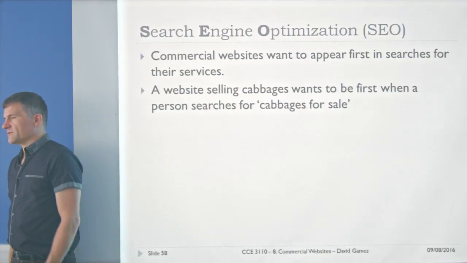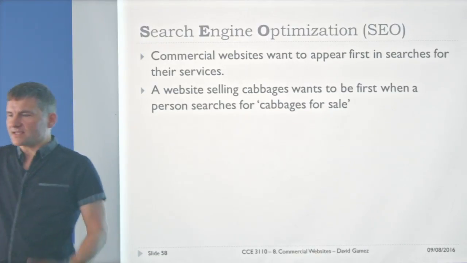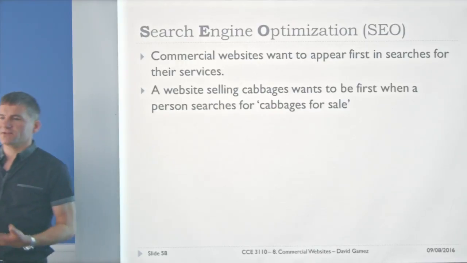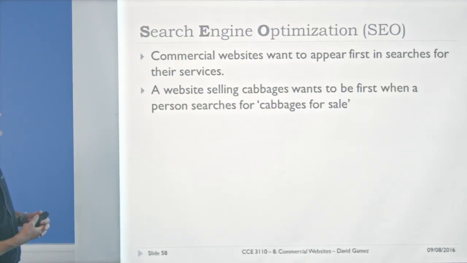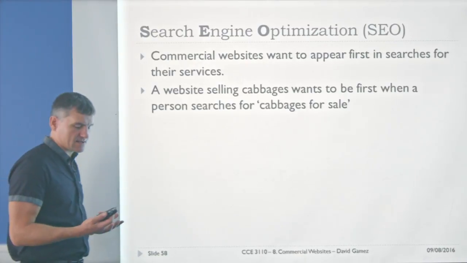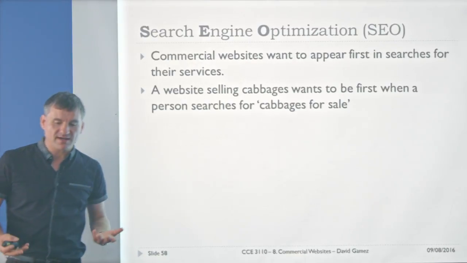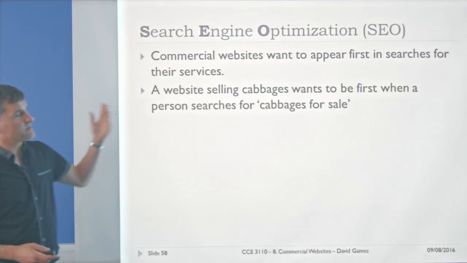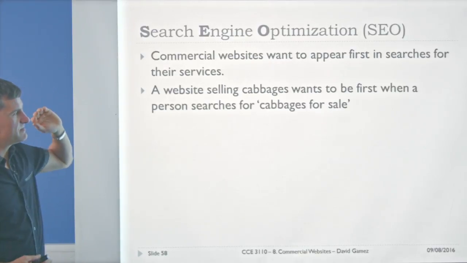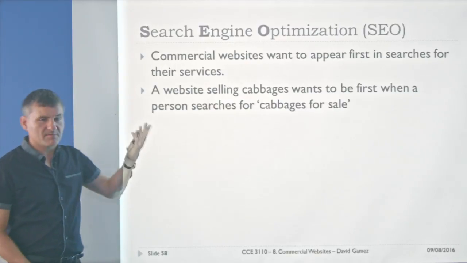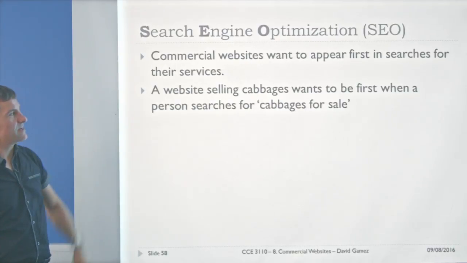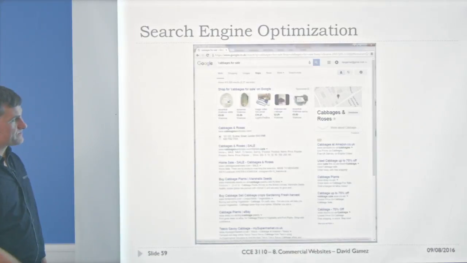Okay, so if you're a commercial website selling something, then search engines are a key way in which your customers are going to find your product online. So if I'm selling cabbages, let's suppose, I make all these fine cabbages in East Anglia, or grow them rather. When someone searches for cabbages for sale, I want them to find my website rather than my competitor's website, so that they click on my link first and buy my cabbages, right?